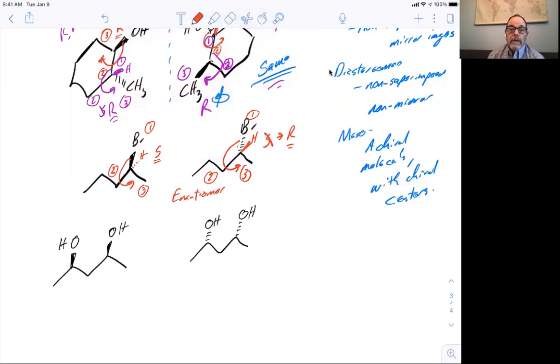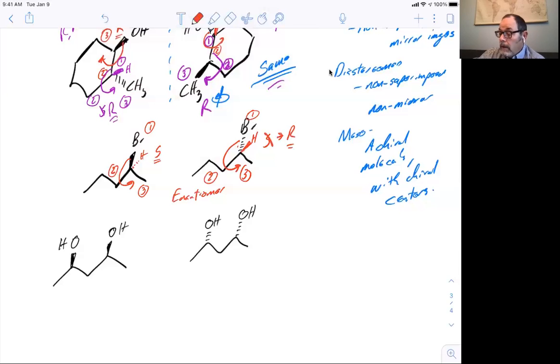Can you have diastereomers with only one chiral center? No, you can't, and you can't have meso compounds. When you only have one chiral center, your only two choices are the same or enantiomers.